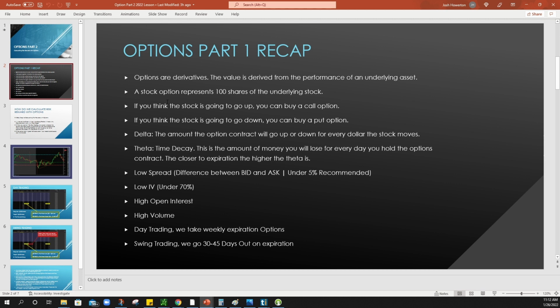High open interest. The higher the open interest, the better. High volume, right? The higher the volume, the better. So when choosing an option contract in a strike, under 5% spread, ideally under 70% implied volatility. Find one that has the highest open interest and the highest amount of volume traded.